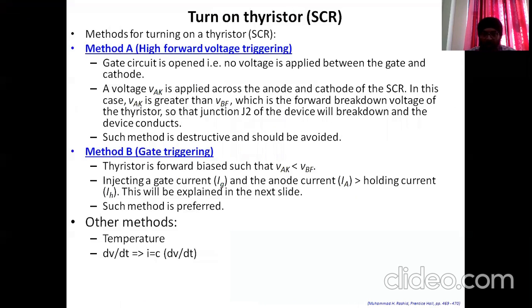Before going into the working principle or operating principle of the SCR, we come to know what the methods of switching on the thyristor, this SCR, are. Method A is the forward biasing of an SCR. If we just use the forward biasing technique, this thyristor can be turned on. The second method is to turn on this thyristor through gate triggering.